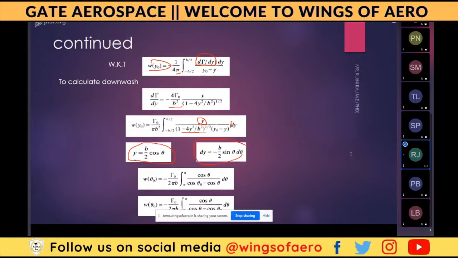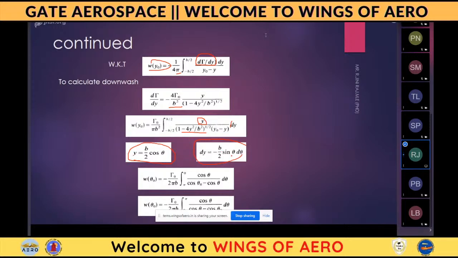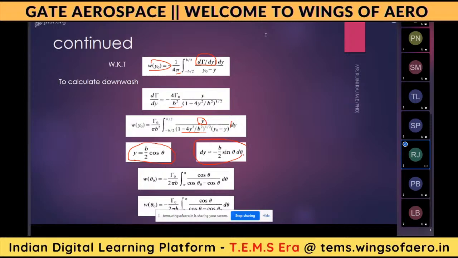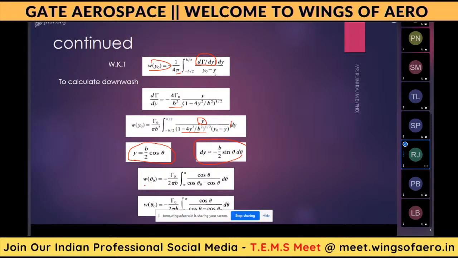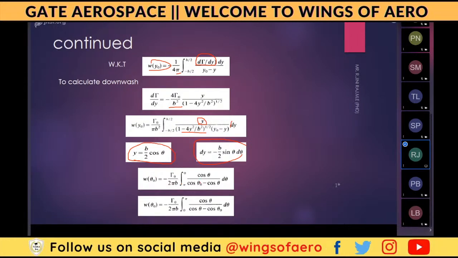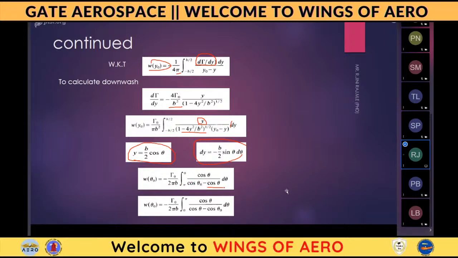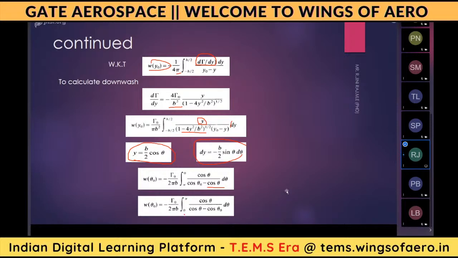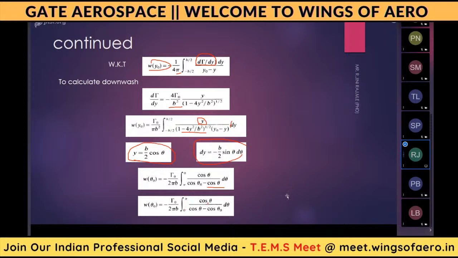dy is equal to b by 2 times the derivative of cos theta, which becomes minus sin theta d theta. Applying this, we get w of theta naught equal to minus gamma naught divided by 2 pi b, integral from pi to 0 of cos theta divided by (cos theta naught minus cos theta) d theta. By changing the limits, from 0 to pi, we get cos theta divided by (cos theta minus cos theta naught) d theta.